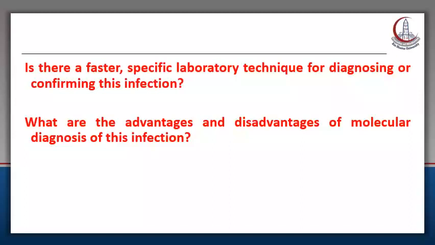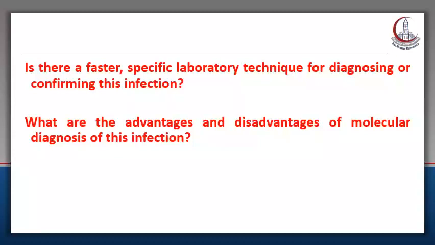Is there a faster specific laboratory technique for diagnosing or confirming the infection of pulmonary tuberculosis? As we learned, traditional methods take from 4 to 8 weeks, and the commercial methods, the MGIT system, take 2 to 4 weeks. So it's a relatively long time to diagnose a patient with pulmonary tuberculosis, about 2 weeks.